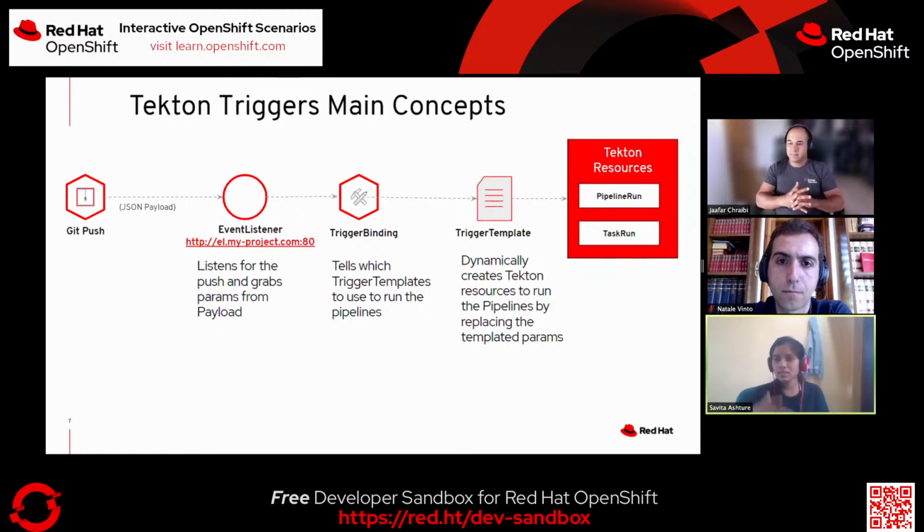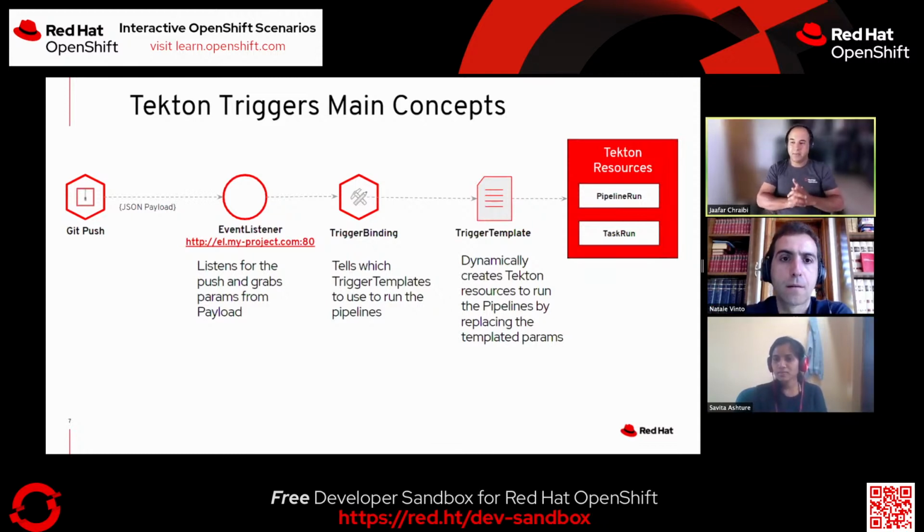And the template internally creates the pipeline run and task run. I mean, Tekton resources. Okay. Yeah. Thank you very much for reminding this point, because it's very important. The URL actually is what we put in the webhook definition, correct? On the Git repo side.